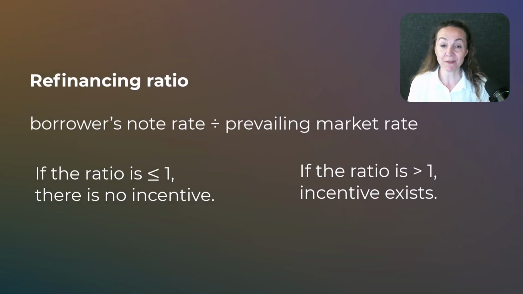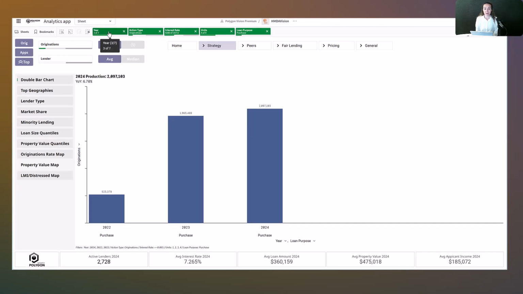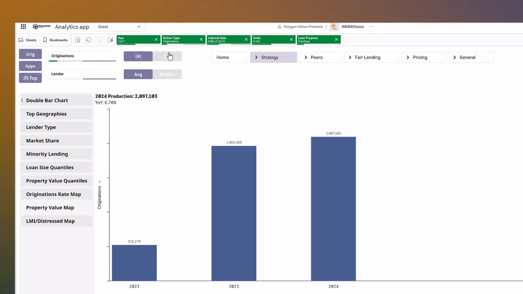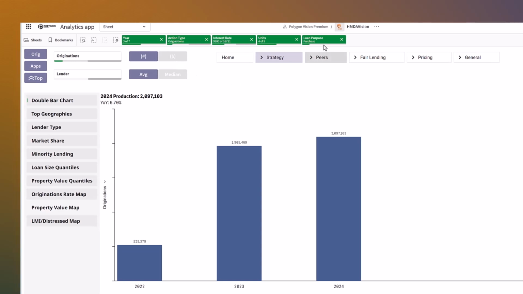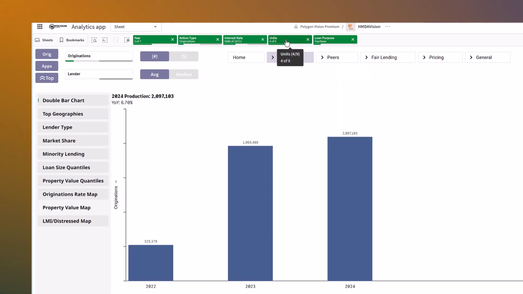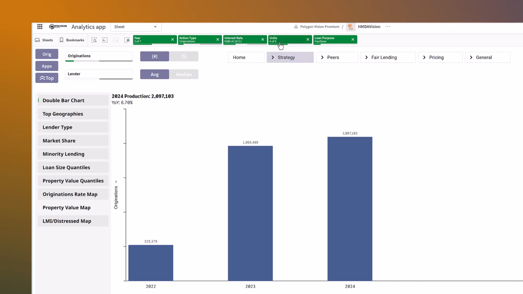To understand the refinancing opportunity, we looked at the recent Home Mortgage Disclosure Act, HMDA, data in HMDAVision, part of Polygon Vision, based on loan originations. We put the following filters. We put the year filter, 2022 and 2024. We put loan purpose home purchase and interest rate of loans with 6.5% or higher interest rates, and we also put units 1 to 4.